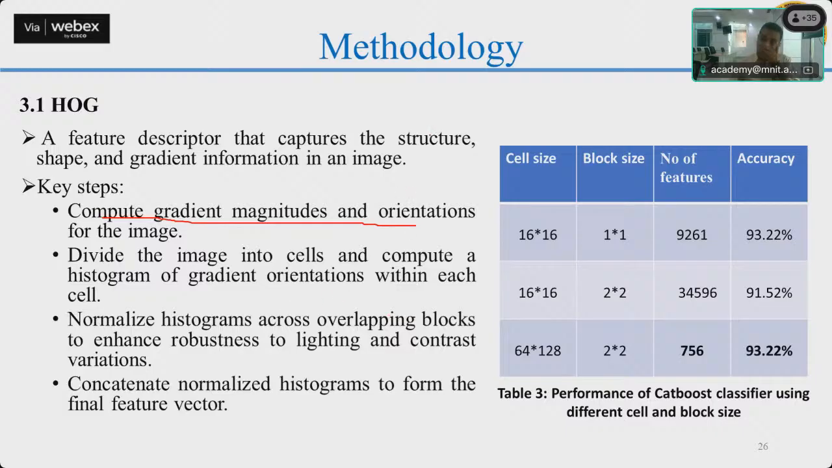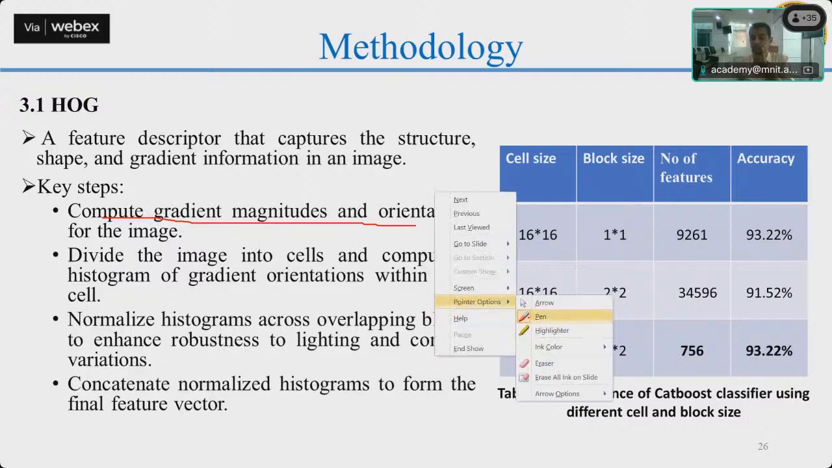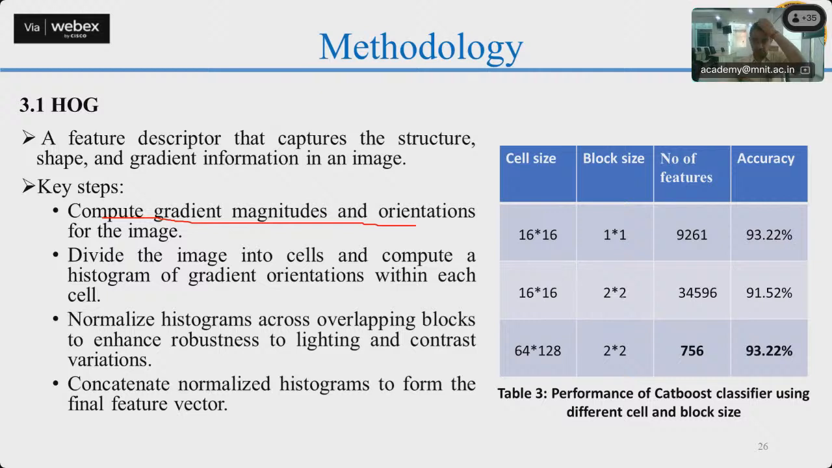So when you take a block size of 1 by 1, and when you take block size 2 by 2, see what we are seeing here, there is a number of features, and the accuracy is very high. But as soon as you take 2 blocks, the number of features has also gone up because we have increased the block size. And here it will decrease, 64 by 128. So here it is 756 and here it is 93.2.